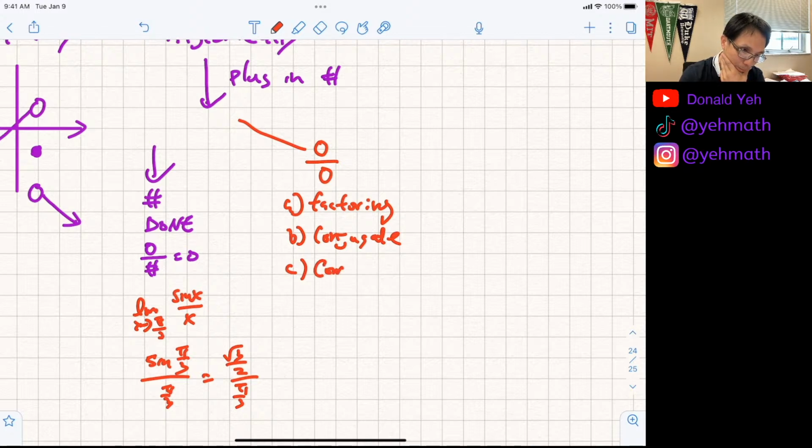C, combined fractions. We've done a couple of those questions before, also on the test. And D is absolute value.